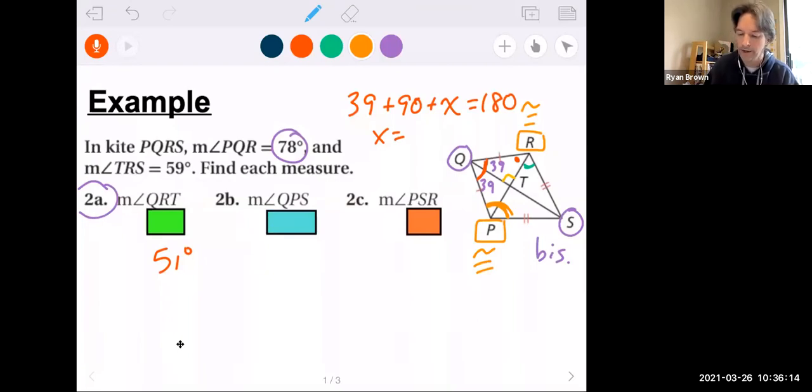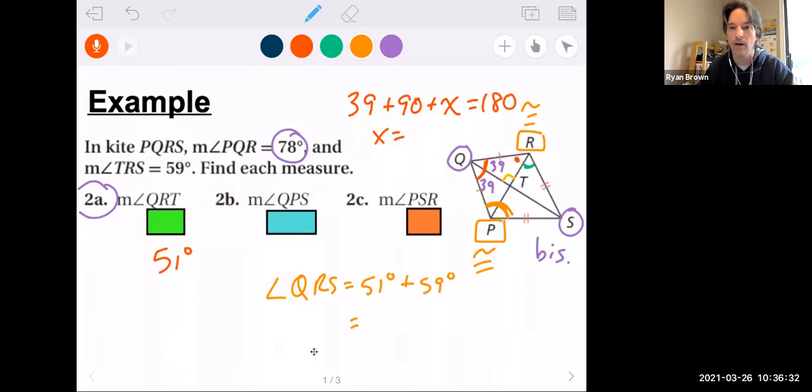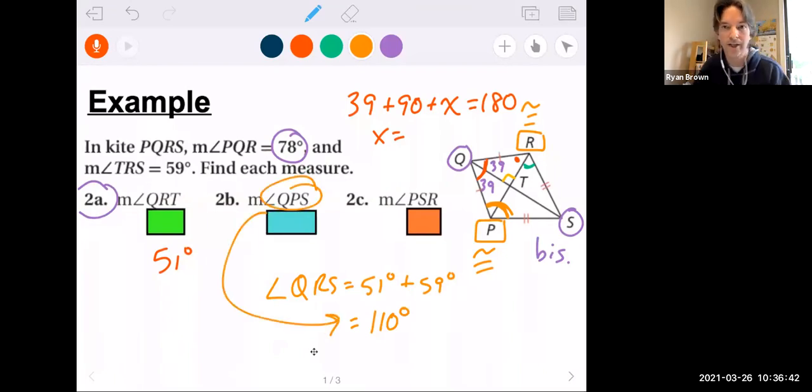Well, QRS was equal to the red dot, that was QRT, that was 51, plus the green angle that I marked, that was TRS. We got that from the given information, 59. So therefore, QRS, or all of angle R, is 110. So guess what? So is QPS, because those are the two opposite congruent angles.